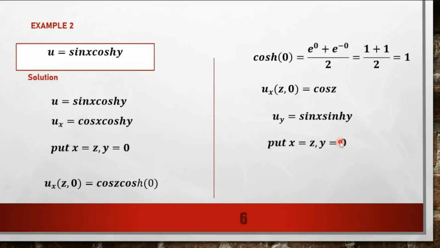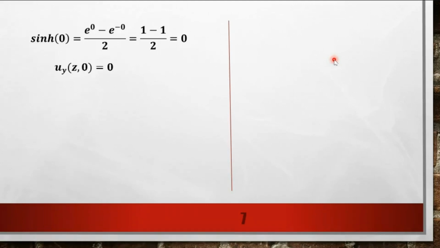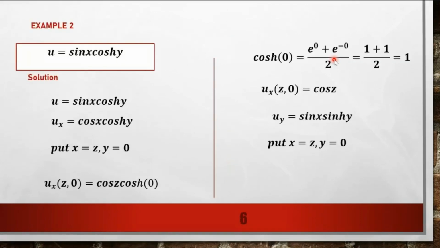Again put x equal to z, y equal to 0. तो यहाँ पे हो जाएगा sin z sin h 0. So as you all told, sin h 0 की वैल्यू ऑलरेडी इट्स इक्वल टू 0, क्योंकि हमें यहाँ पे सब्स्टिट्यूट करना है sin h 0 के फॉर्मूला में. तो I will get sin h 0 equal to 0. So uy is also equal to 0. ठीक है, so clear previous step. Any doubt in this slide?